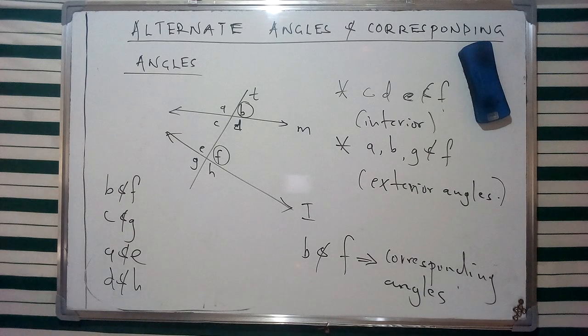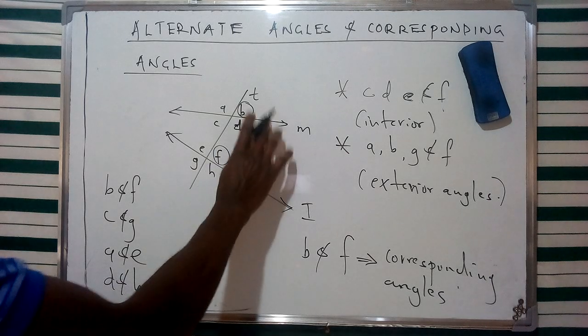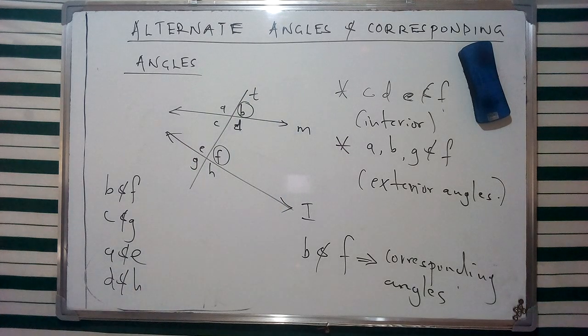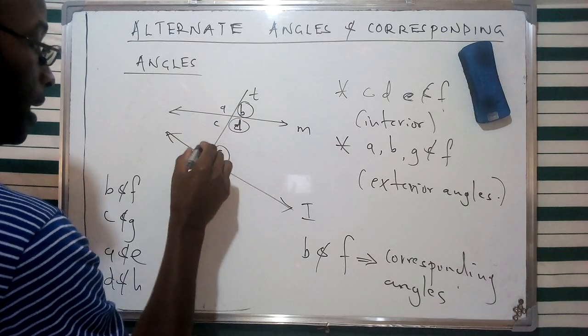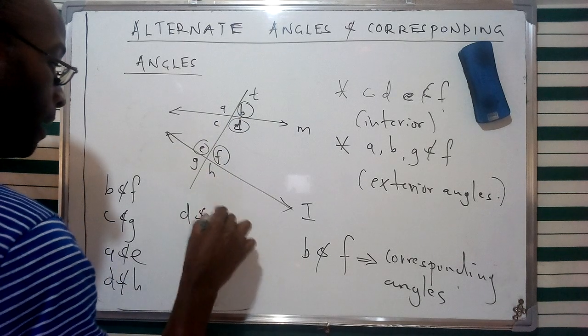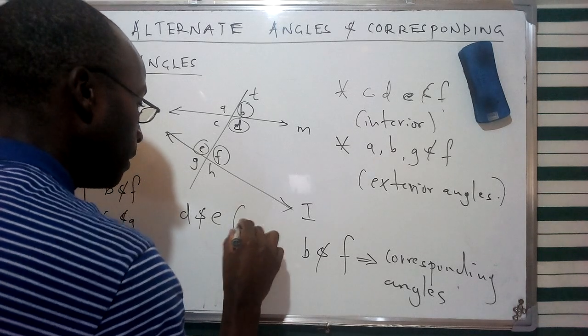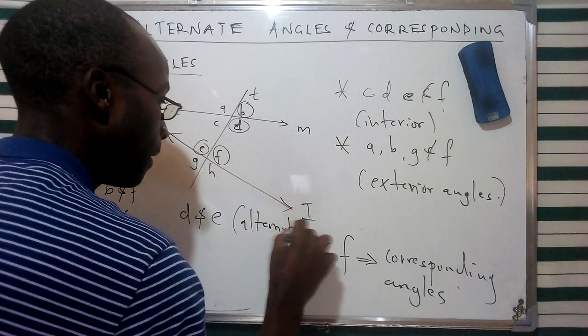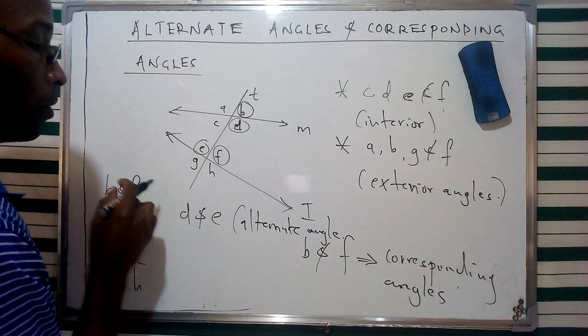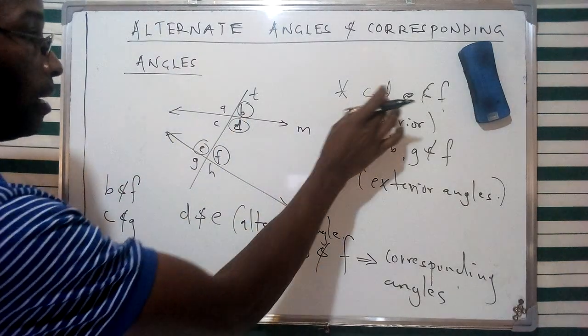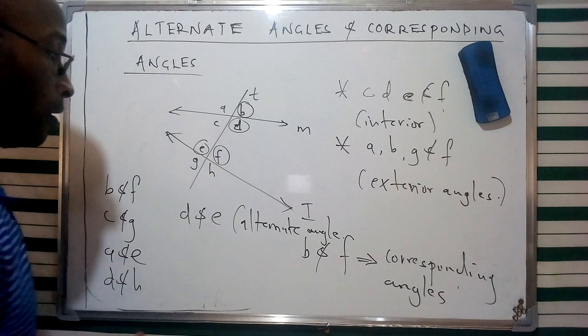Angles on opposite sides of the transversal are going to be referred to as alternate angles. In this case, we're going to consider the interior part and the exterior part of this illustration. So we can look at D and E as alternate angles. If you look at D and E, they are interior, so they form interior alternate angles.